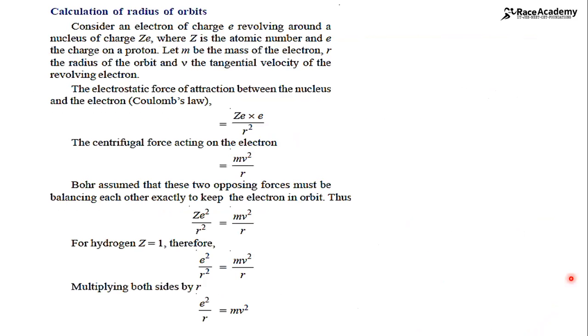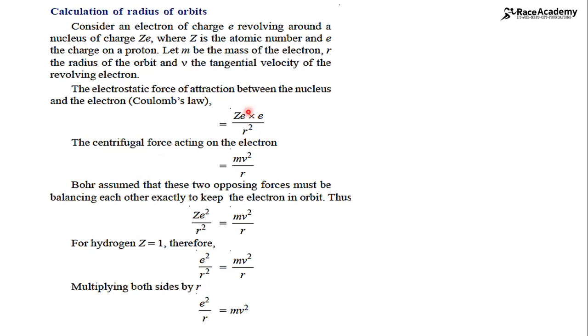Not only this, Bohr theory also tells about the calculation of the radius of orbits. Considering these charges, Z is the atomic number, e is the charge of the proton, m is the mass of the electron, r is the radius of the orbit, and v is the tangential velocity of the revolving electron. Then Coulomb's law says that the electrostatic force of attraction between the nucleus and electron is given as Ze square by r square, and the centrifugal force acting on the electron is given as mv square by r.